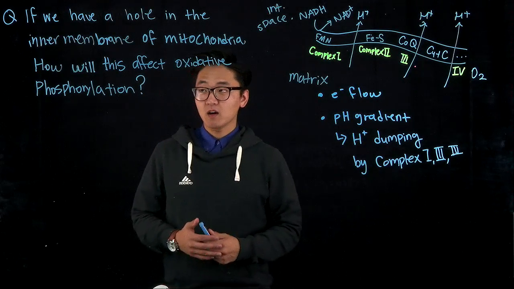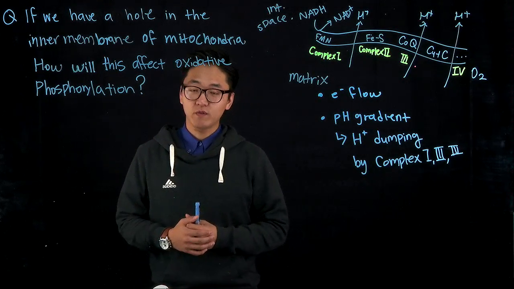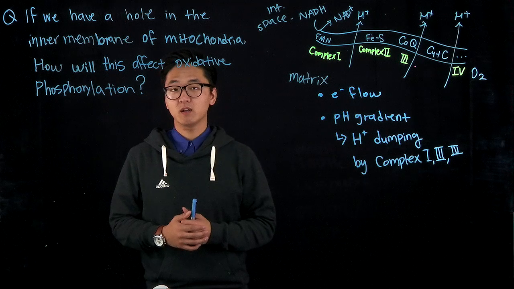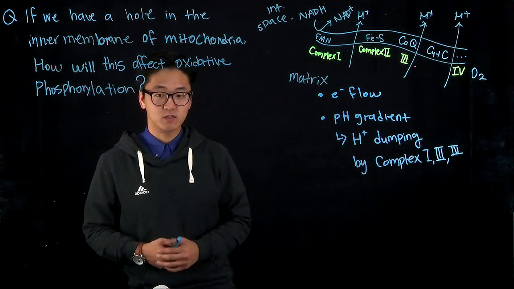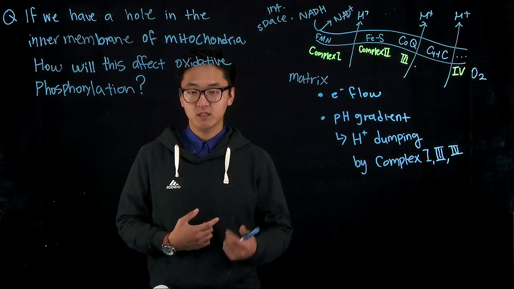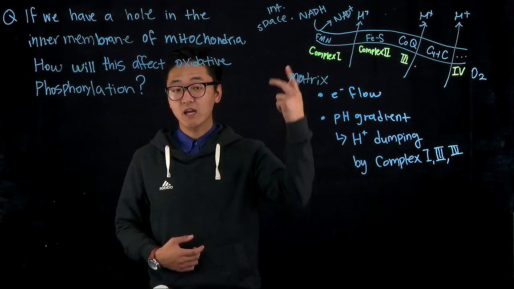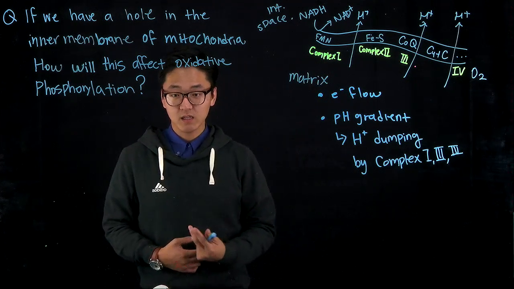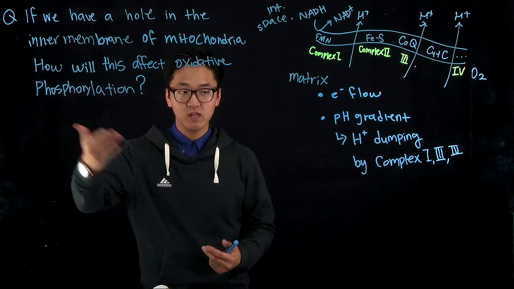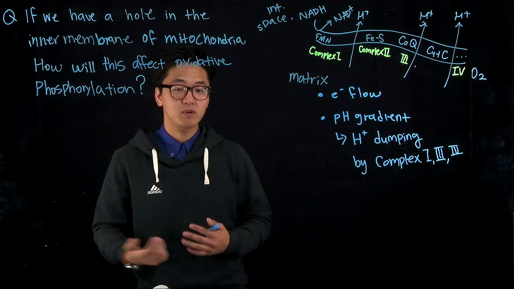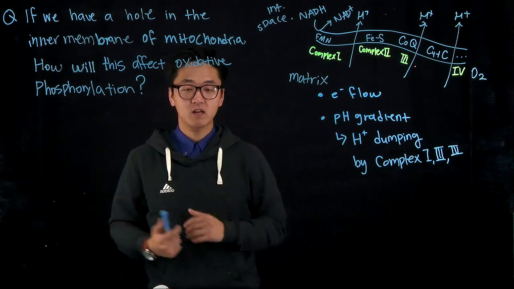Okay, so today we're going to talk about this question. If you have a hole in the inner membrane of mitochondria, how will this affect oxidative phosphorylation? Oxidative phosphorylation is basically talking about how we're oxidizing NADH, which is our electron source, and using those electrons to drive phosphorylation, which is ATP formation. So what's going to happen if we have a hole in our inner membrane?